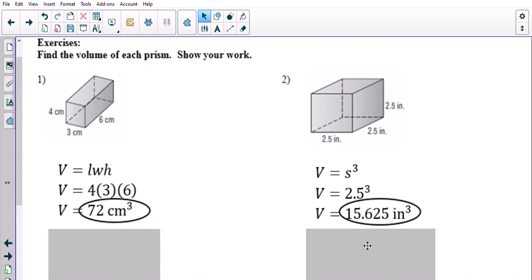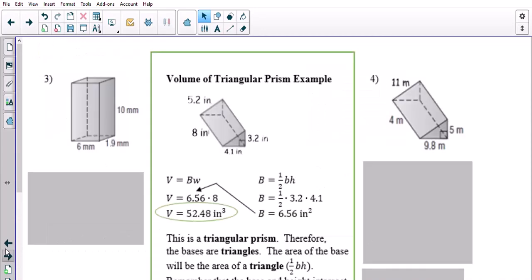Don't round your answers either. Sometimes I get asked by students, should I round it? It's a short enough decimal. Just write the whole thing. All right, let's move right ahead to number 3.